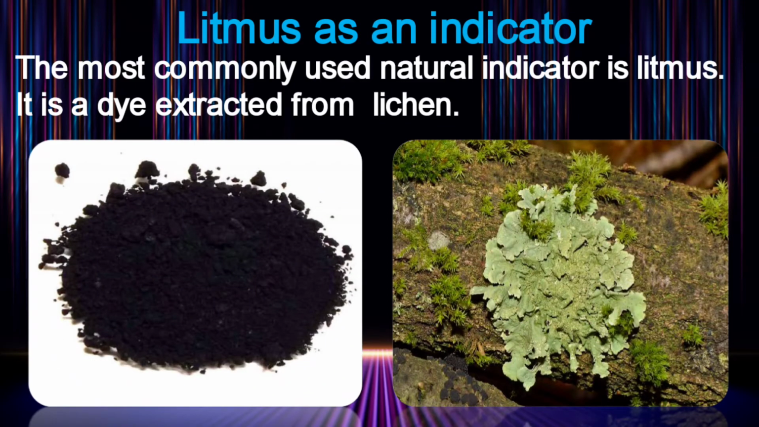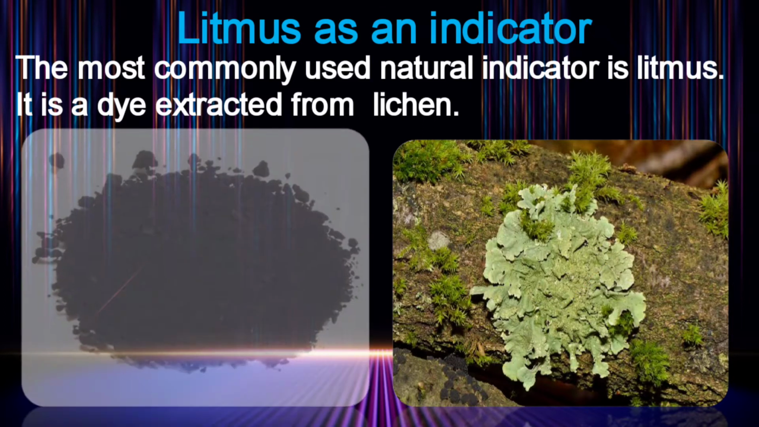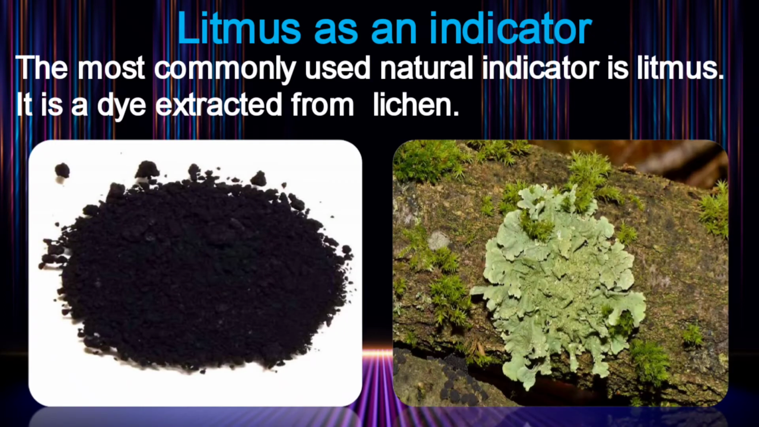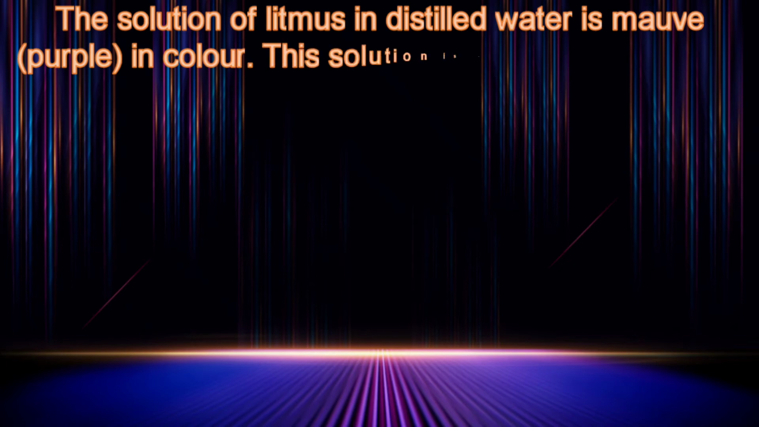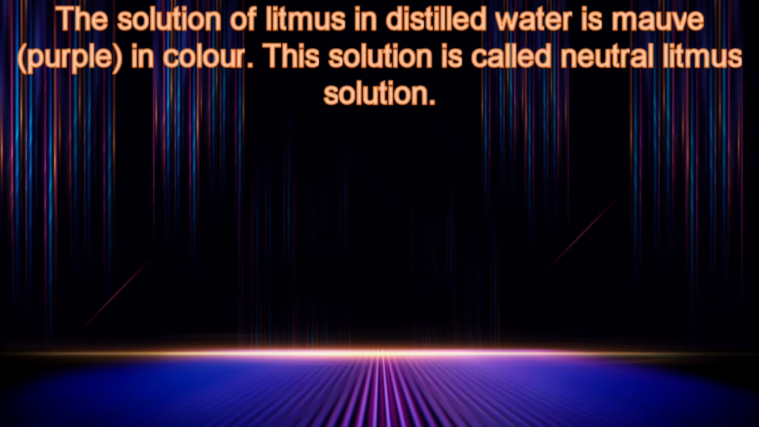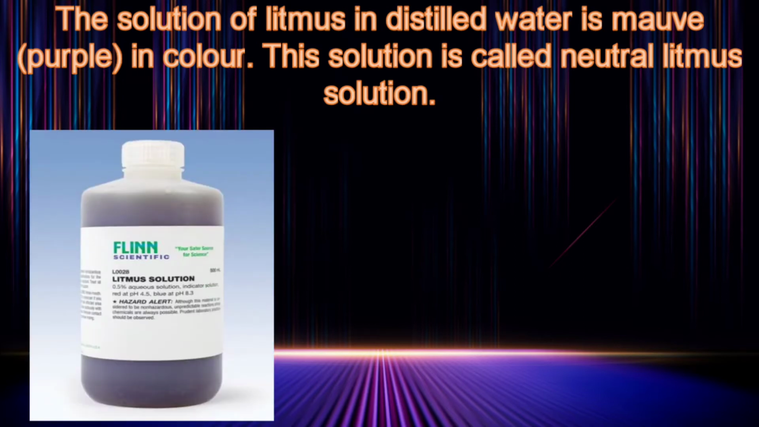Now we will see how litmus works. The most commonly used natural indicator is litmus. It is a dye extracted from lichen. Here you can see it is a lichen. It is the symbiotic association between alga and fungi. The solution of litmus in distilled water is mauve, that is purple in color. This solution is called neutral litmus solution.